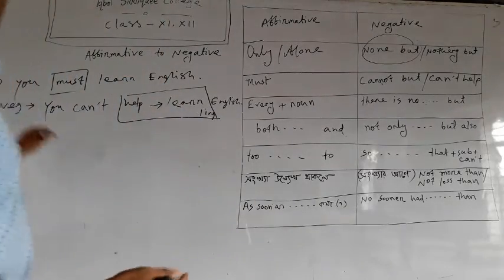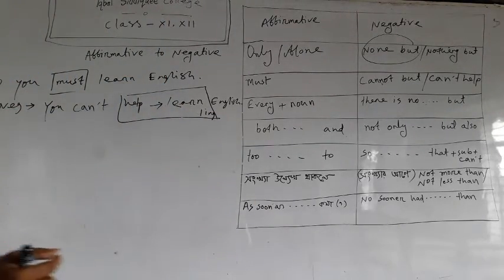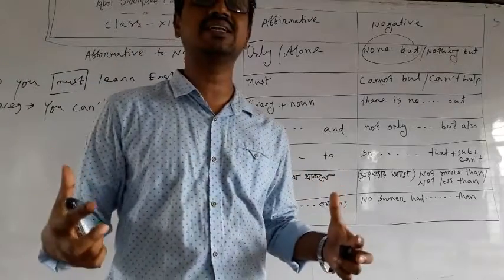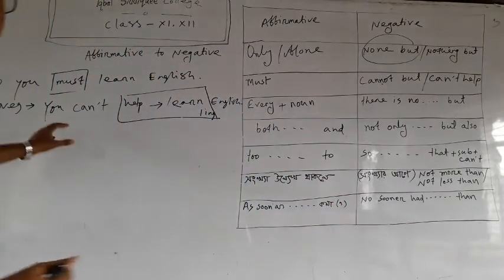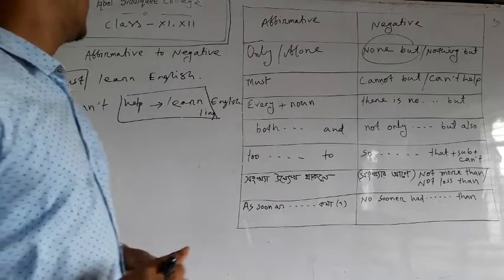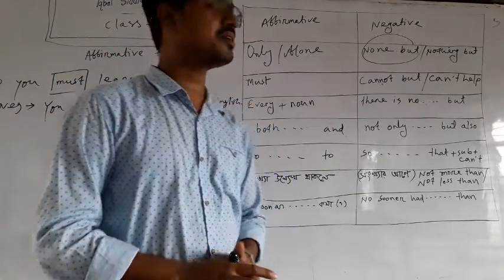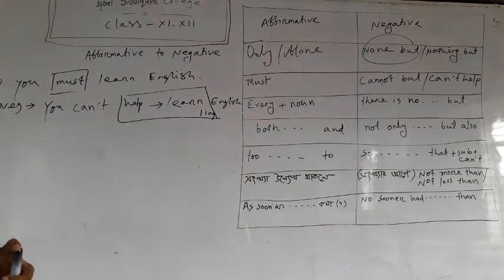The meaning is the same. You must learn English means you have to learn English with bound, and you cannot help learning English means the same. So we will go to the next.